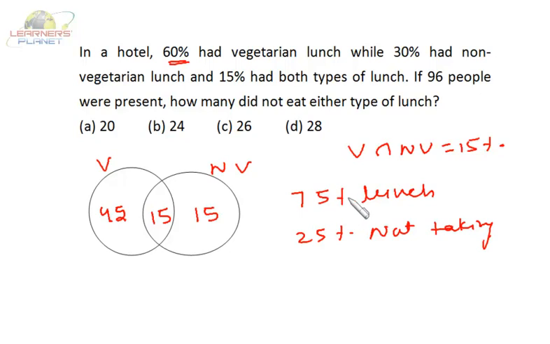We are talking here in percentage. Now, we are asked the calculation for 96 people. If in all 96 people were there, how many did not eat either type of lunch? That means 25% of 96, that means 1/4 of 96. It's 24. So 25% are not taking any sort of lunch, that means 24 people are not taking any sort of lunch. I hope it's clear.